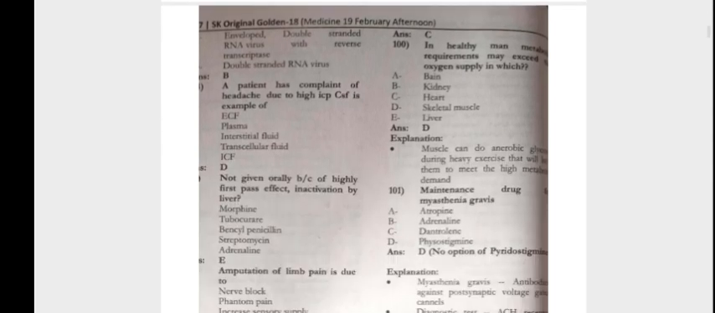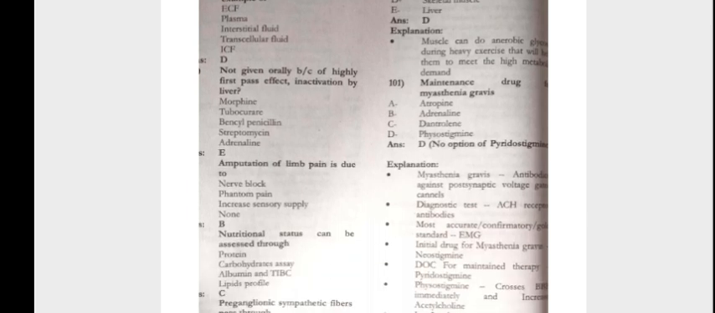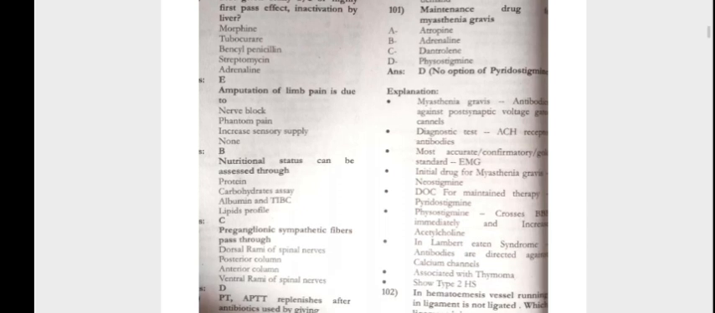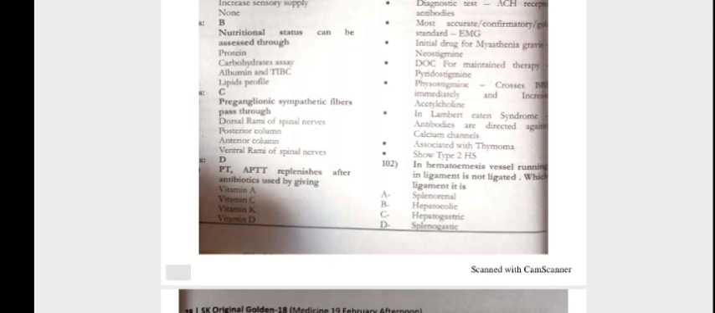The patient has the complaint of headache due to the high ICP. CSF is the example of transcellular fluid. Not given orally because of the high first-pass effect, inactivation by the liver, that is adrenaline. Amputation of the limb pain is due to the phantom pain. The nutritional status can be assessed through the albumin and the TLC.